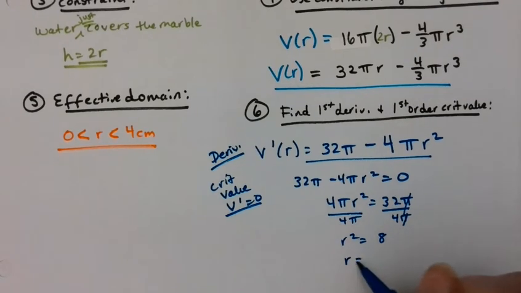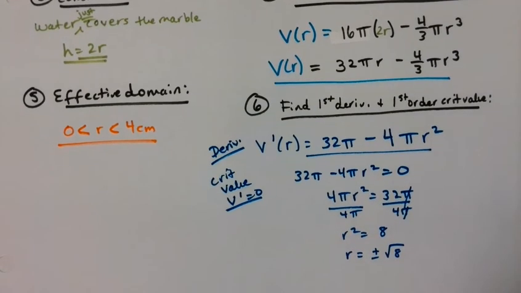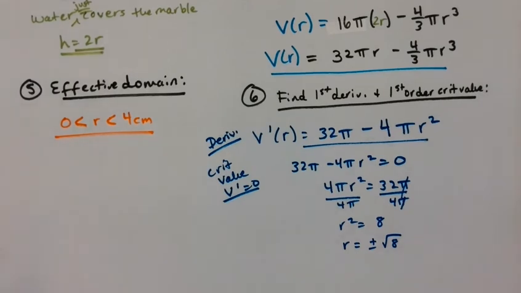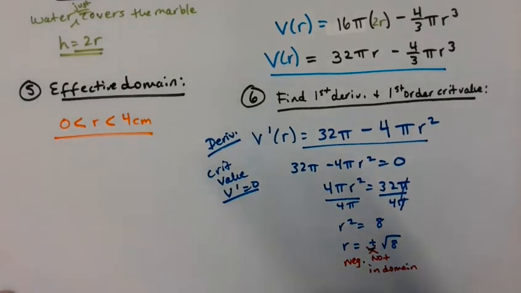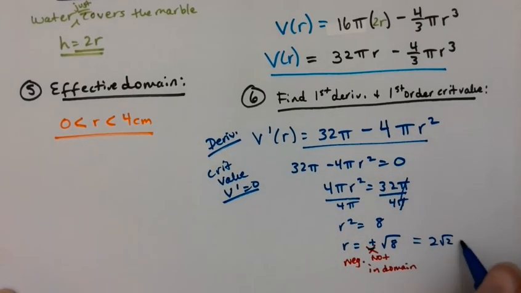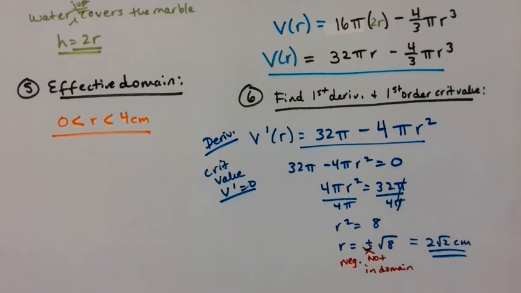And that means r equals plus or minus the square root of 8, technically, but the negative one's knocked out because we can't have negative anyway. I mean, what would be a marble with negative radius, right? So that's not in the domain. I'll just put negative, not in domain. And that means that the radius is the square root of 8, which is 2 square root of 2 centimeters. There's your critical value right there.